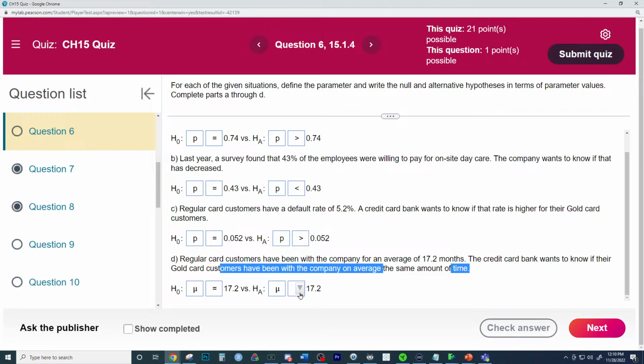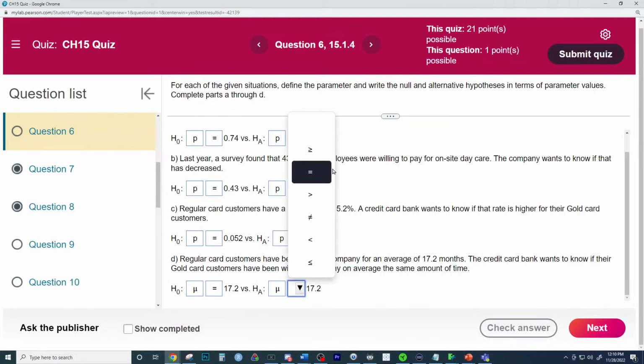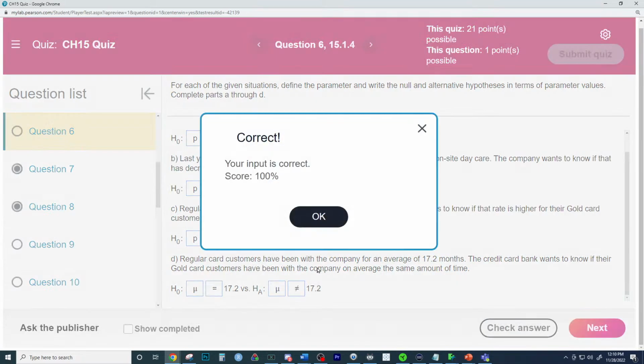So what would we do right here? What would the alternative be? Well, the null has the equals. So the null has the equals, and the only 3 signs for the alternatives are the following. So which of these looks more like the not equals, right? So the alternative is going to be the not equals right here. There we go. That should do it.